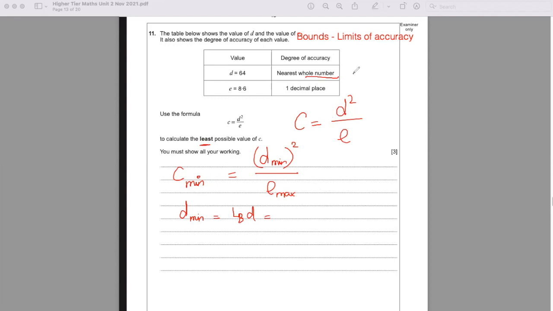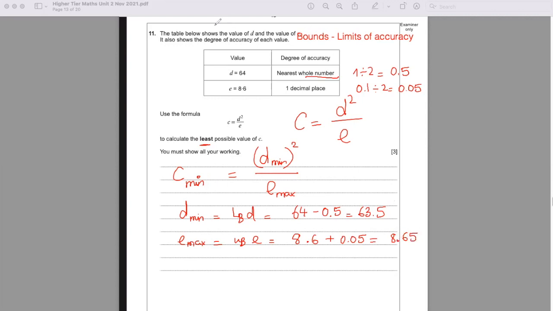So you do 1 divided by 2, which is 0.5, remember that? And you just do 64 take away 0.5, and that would be 63.5, okay? Now, E max, which is the upper bound of E. So 1 decimal place means 0.1 divided by 2, which is 0.05, and you're going to add it on because that is the upper bound. So 0.05, and that is 8.65.